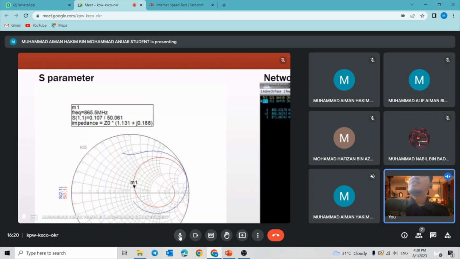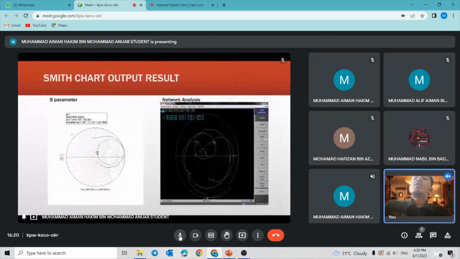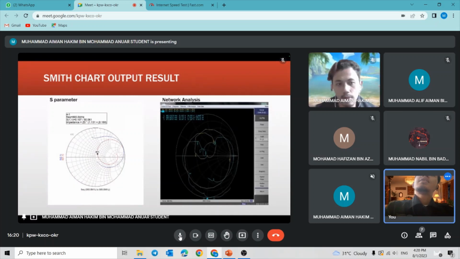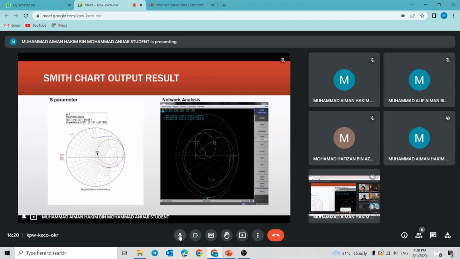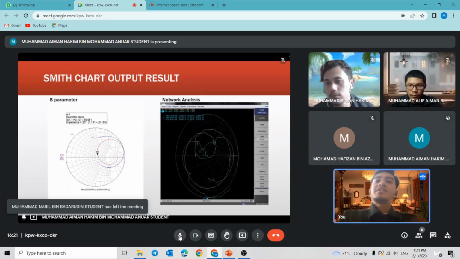In conclusion, based on both results, we can see that the instrument error is larger than the software error. That's all for me.